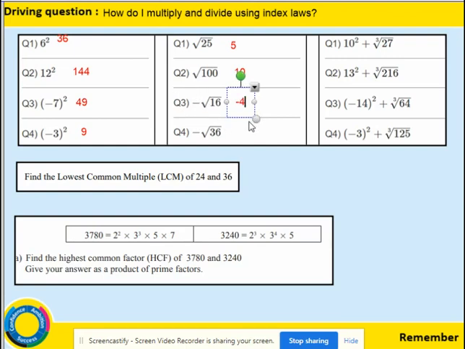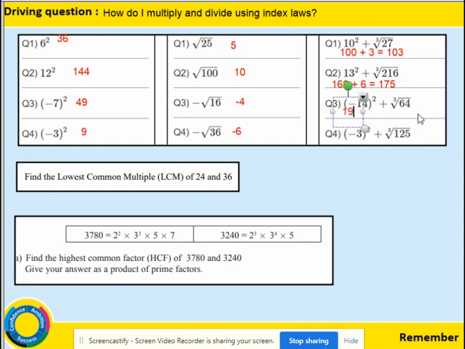Remember, we couldn't square root negative 16, but we can square root 16 and put a negative before it. The square root of 36 is 6, so this becomes negative 6. 10 squared is 100, and the cube root of 27 is 3. 100 plus 3 is 103. 13 squared is 169. The cube root of 216 is 6, and 169 plus 6 is 175.